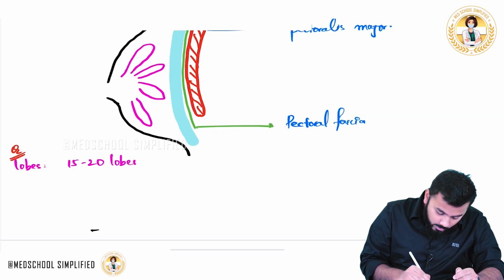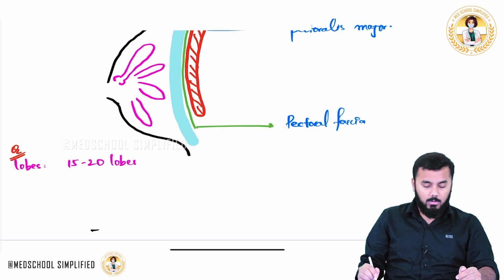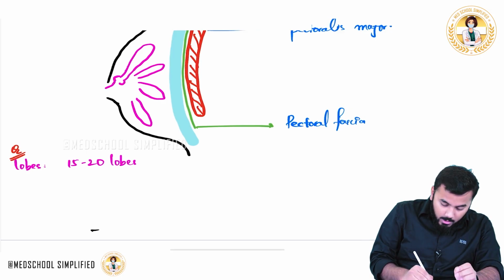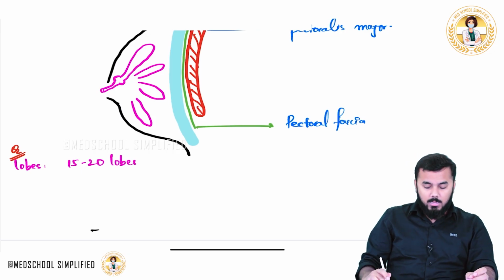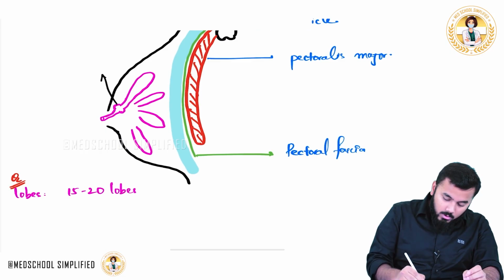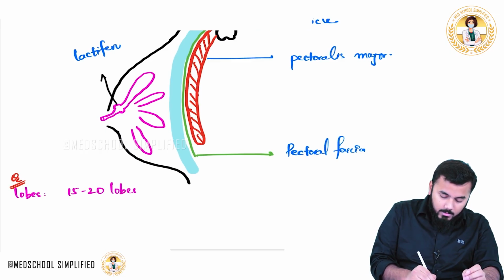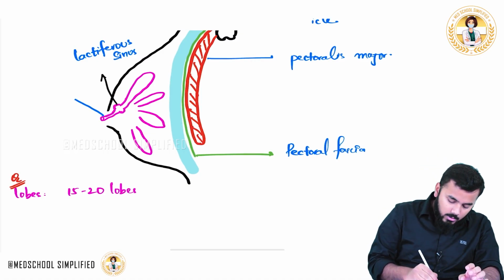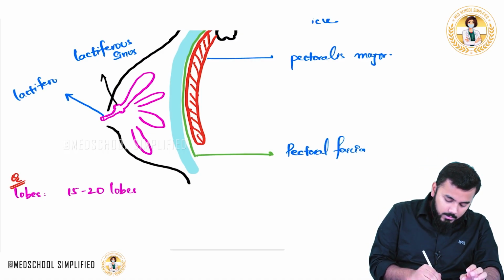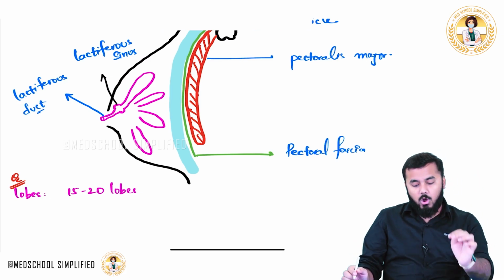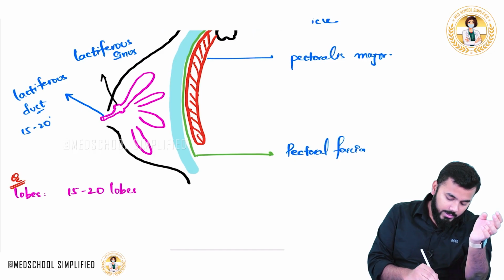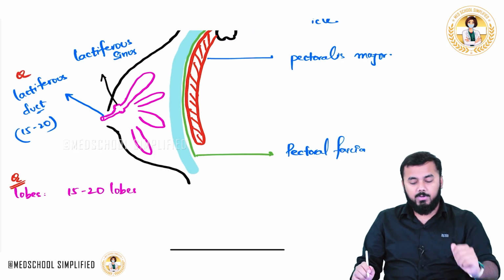Now, let us take one lobe here. This lobe comes down all the way and opens into a sinus. This sinus is called the lactiferous sinus. From this lactiferous sinus, a duct comes out like this. This is called the lactiferous duct. The lactiferous sinus is the place where the milk is stored during lactation. So how many lobes are there? 15 to 20 lobes. How many lactiferous ducts are there? The same 15 to 20 ducts. Both of them were questions that were asked previously.